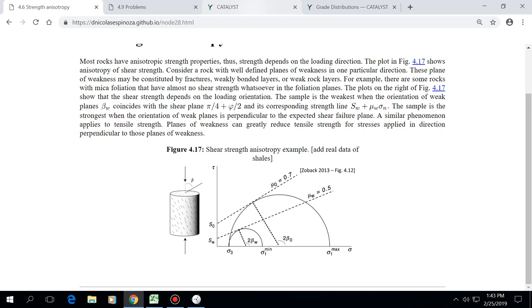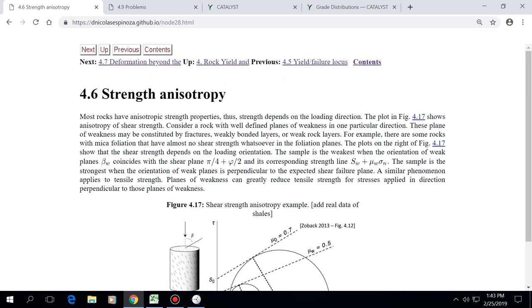Okay, so I'm going to upload that page for students that are in here on the website, and so you're going to be able to see what I drew. Next topic.